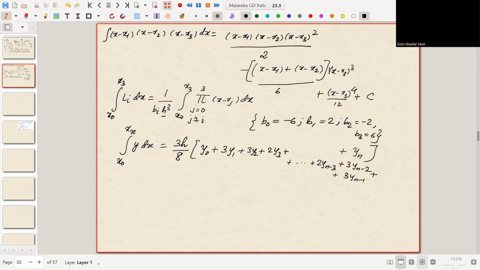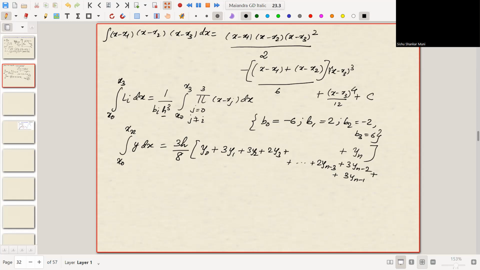It is 3h by 8 times y naught and so on. Imagine now you have the points y naught to yn, that is x naught, y naught, x1, y1, and so on till xn, yn. Then how will you write your formula? This is how you should think. First point, last point, you just add them and keep them there.